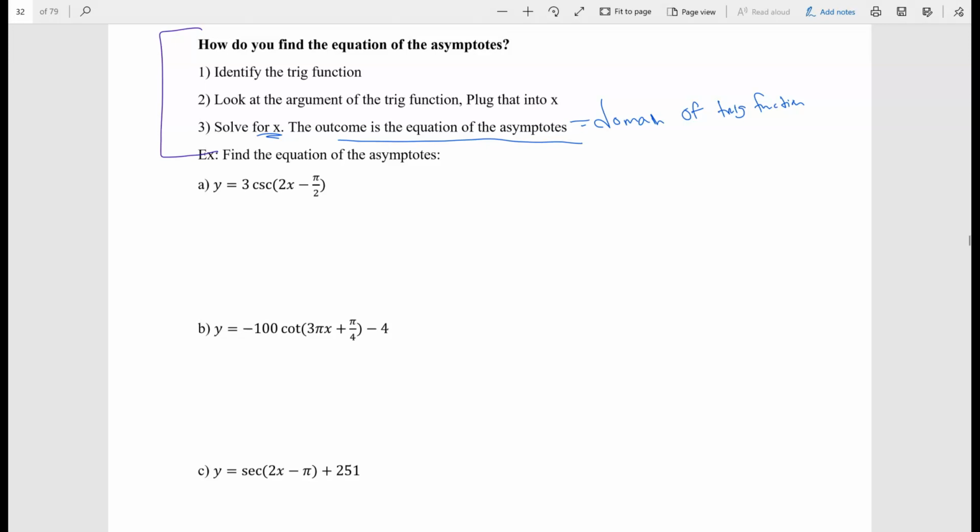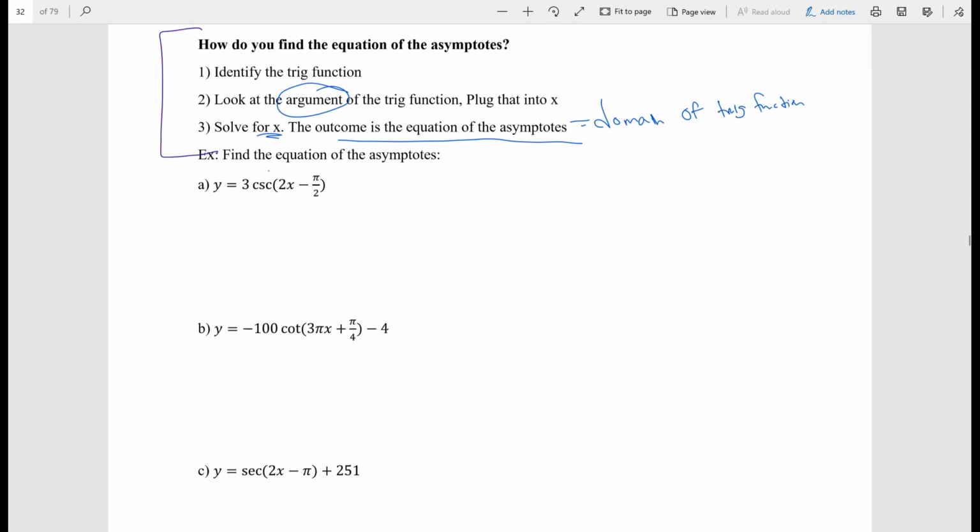So you always just want to look at the argument. I don't care about what's happening on the outside, the amplitude or the vertical shift, the d value, that doesn't matter. The only thing that matters is the inside, okay? So find the equation of the asymptotes.